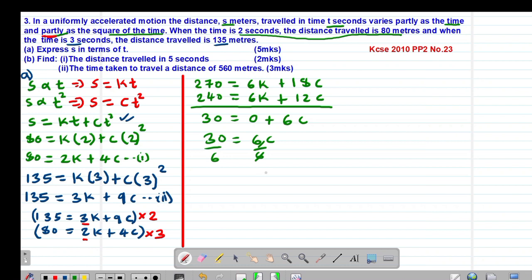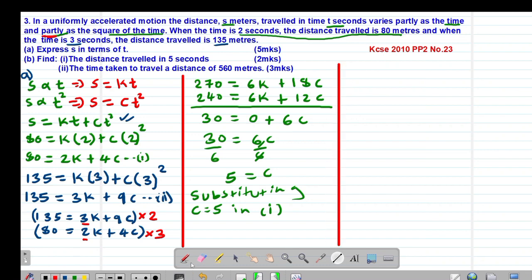The value of c will actually be given by 30 divided by 6, which is going to give me a positive 5. Then I'll substitute in my first equation to get the value of the other constant k. So substituting c is equal to 5 in equation Roman 1, I'm going to get the following. If I substitute where I have c, I'm simply going to substitute with the positive 5 that I've gotten.